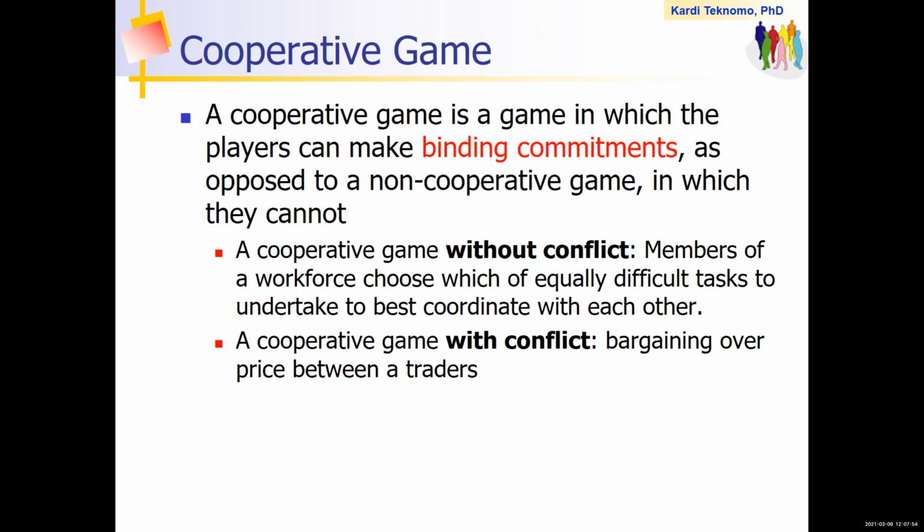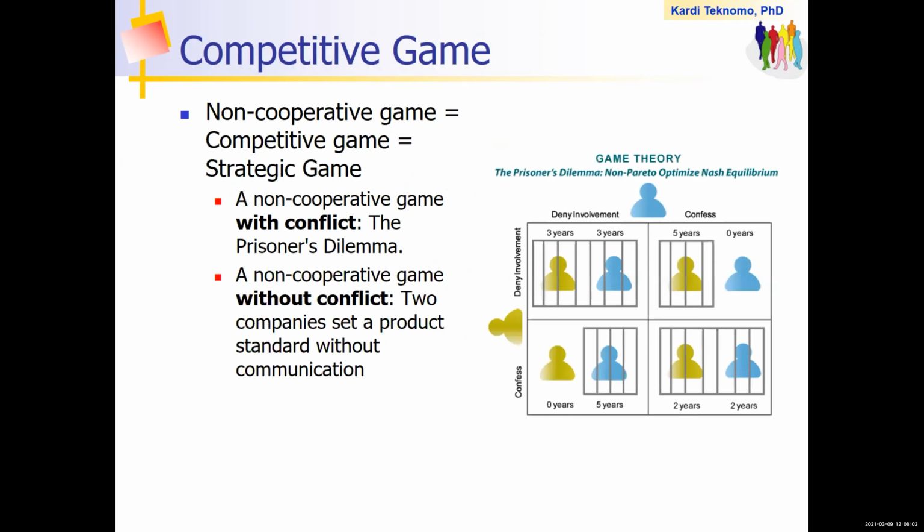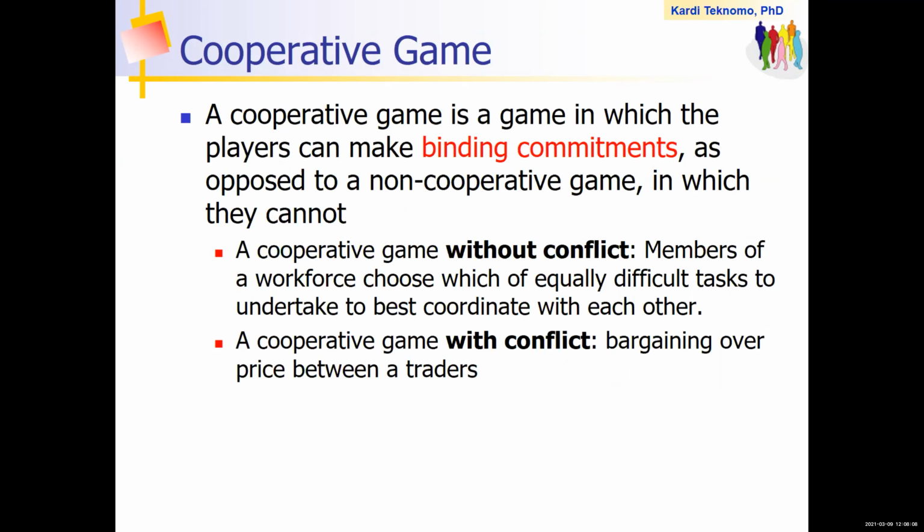So there are two ways. One is called cooperative game, and the other one is called competitive game. Now, a cooperative game is a game in which the players can make a binding commitment, as opposed to non-cooperative games, in which they cannot. In cooperative games, you have two possibilities: cooperative game with conflict or without conflict.